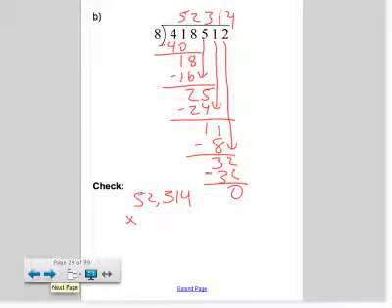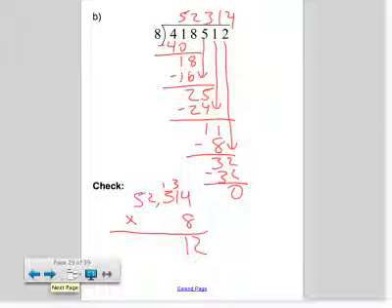52,314 times 8. 8 times 4 is 32, carry the 3. 8 times 1 is 8, plus 3 is 11, carry the 1. 8 times 3 is 24, plus 1 is 25, carry the 2. 8 times 2 is 16, plus 2 is 18, carry the 1. 8 times 5 is 40, plus 1 is 41. So 418,512, that's what we started with. Check, we did it correctly.